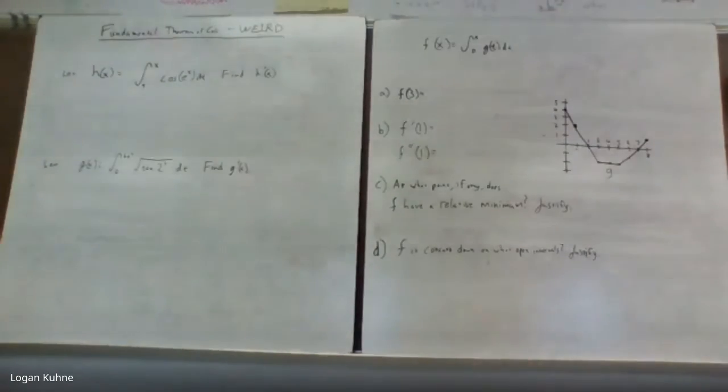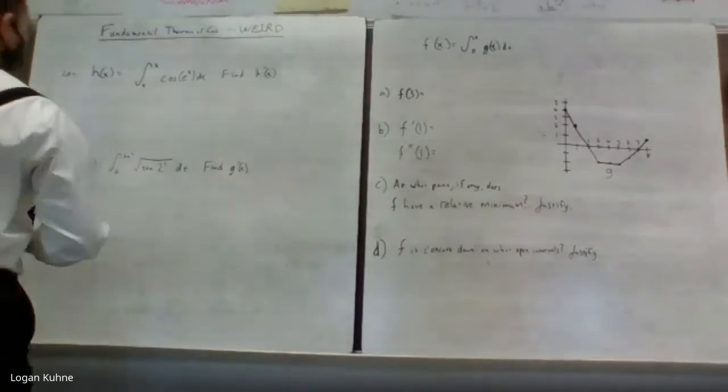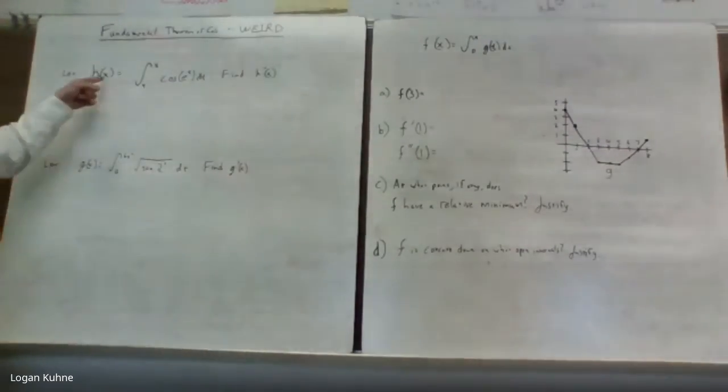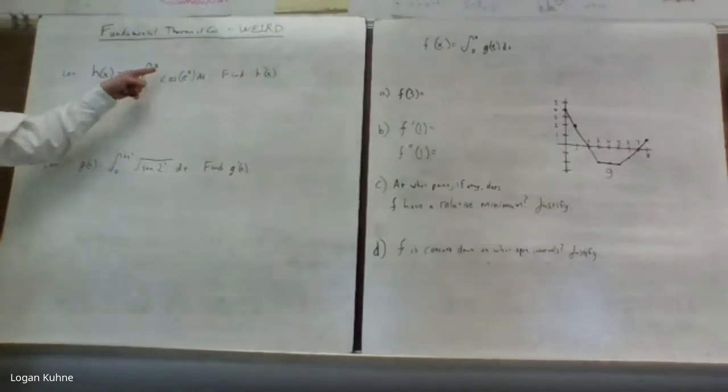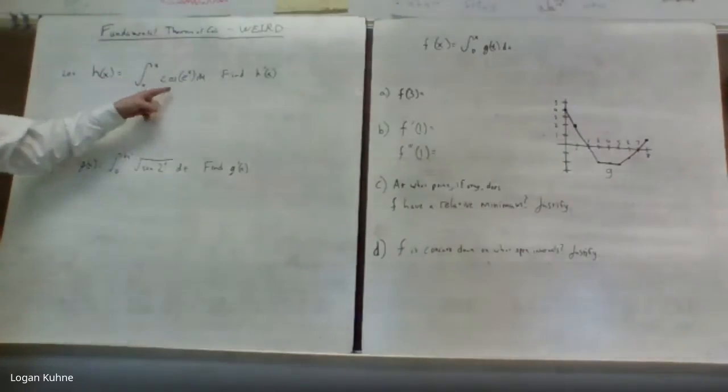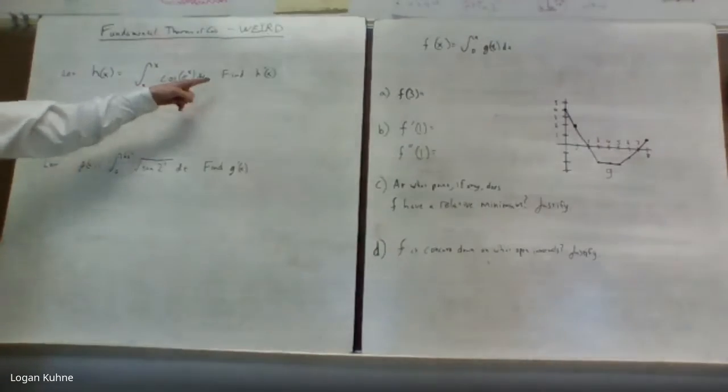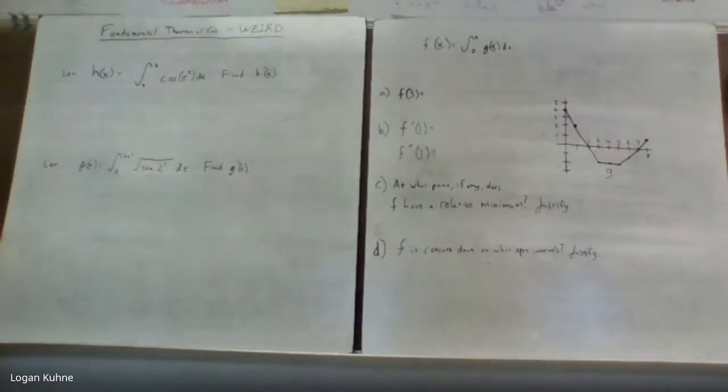Fundamental theorem of calculus, the weird version. Okay, the weird version. Here we have h of x is equal to the integral from 4 to x of cosine of e to the t dt, but you have to find h prime.